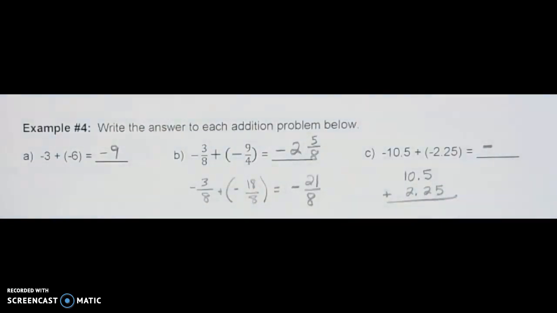Remember that when you add or subtract with decimals, you have to line the decimal points up. I have an empty spot above this 5 that I'm going to replace with a 0. 0 plus 5 is 5. 5 plus 2 is 7. Bring your decimal point down. 0 plus 2 is 2. And we bring down the 1. So we have negative 12 and 75/100.